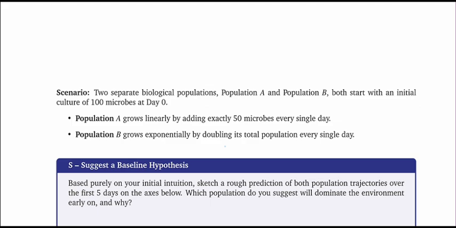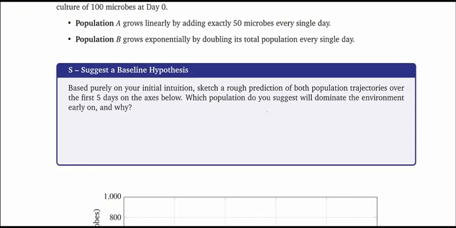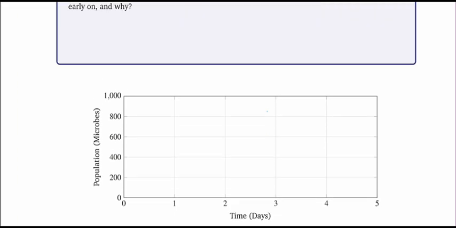Okay, let's talk a bit about the scenario we introduced in class. Two separate biological populations, Pop A and Pop B, both start with an initial culture of 100 microbes on day 0. Population A grows linearly by adding 50 microbes every single day, and population B grows exponentially by doubling its population every single day. Let's actually take a look at the graph.